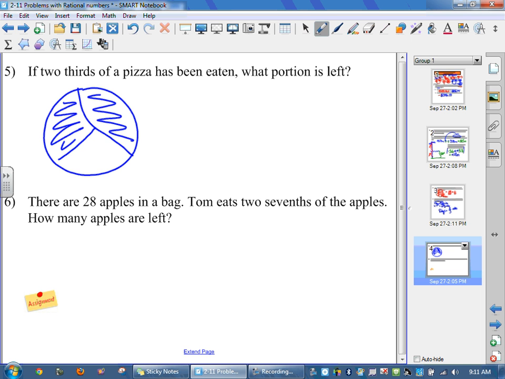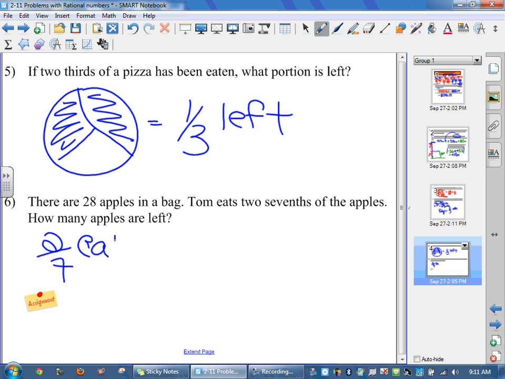Okay? The next one. You have 28 apples in a bag. Tom's going to eat 2/7 of them. So that means 2/7 are gone. If 2 out of 7 are gone, how many are still there? 5 out of 7. So we have 2 out of 7 that are eaten. That means there's 5 out of 7 left. Okay? So, 2 ways to do this.